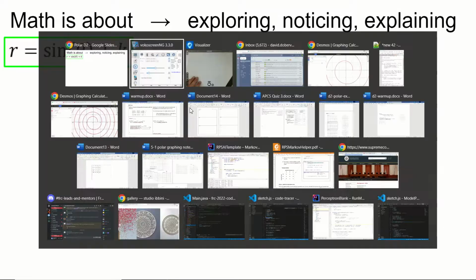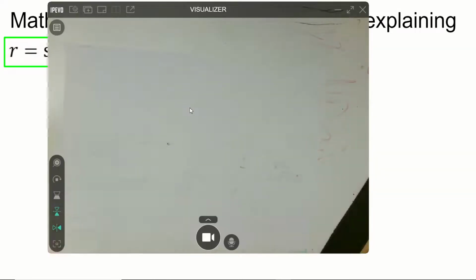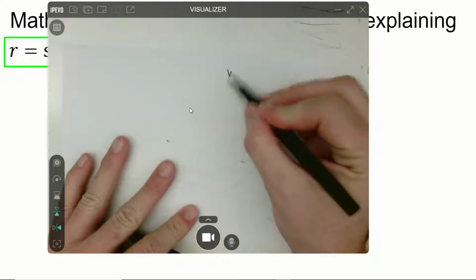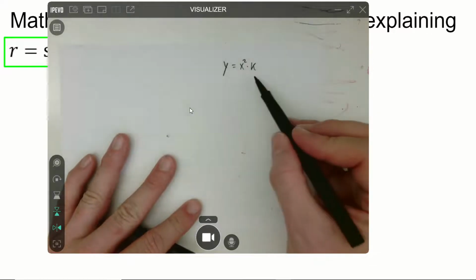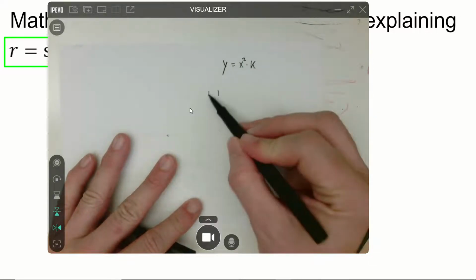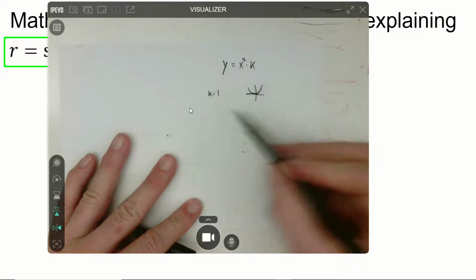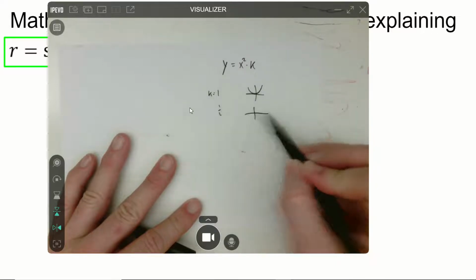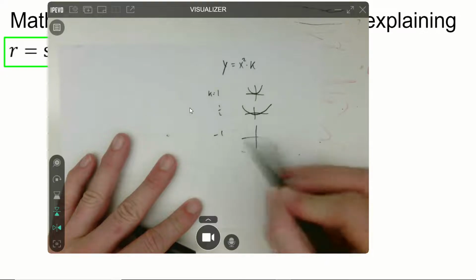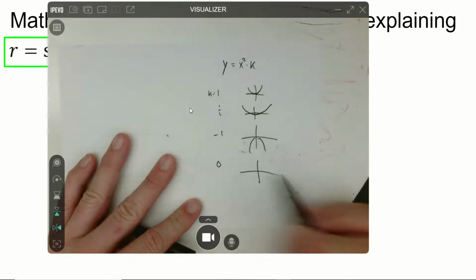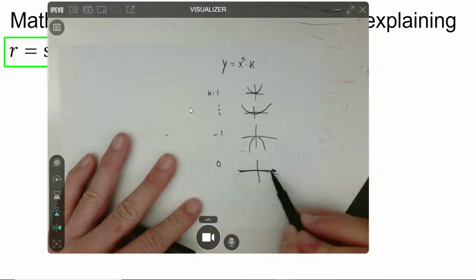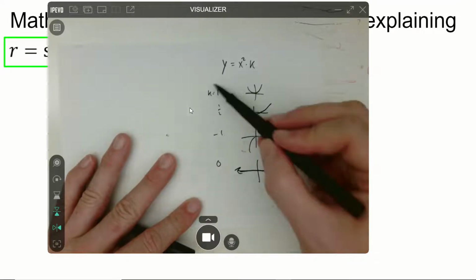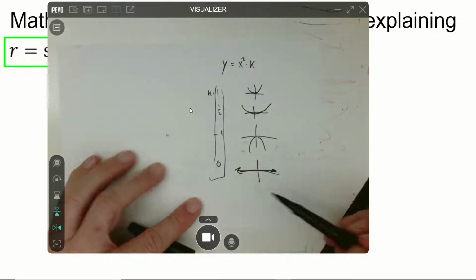So here, let me get back out my video. If I said to you, what family is y equals x squared times k, it's a whole bunch of curves. So if k is 1, then it looks like this. And if k is 1/2, then it's sort of wider. And if k is -1, then it's upside down. And if k is 0, then 0 times x squared gives me just a horizontal line. So depending on the value of k, you can get a whole bunch of different looking things.